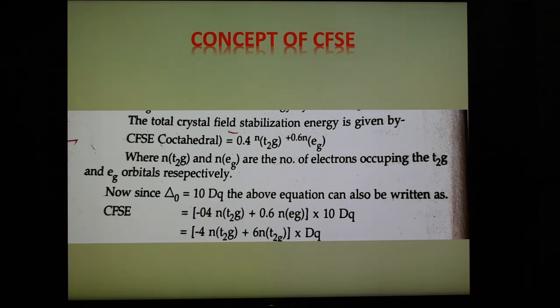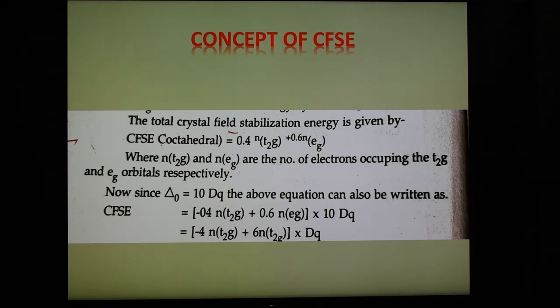Therefore, in an octahedral complex, filling of a T2G orbital decreases the energy of the complex by minus 0.4 delta O per electron and makes it more stable. Filling of an EG orbital increases the energy by plus 0.6 delta O per electron.